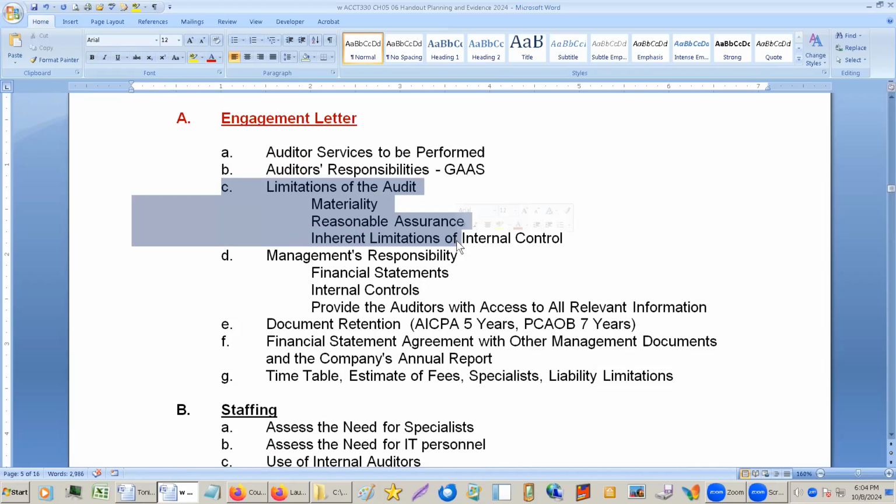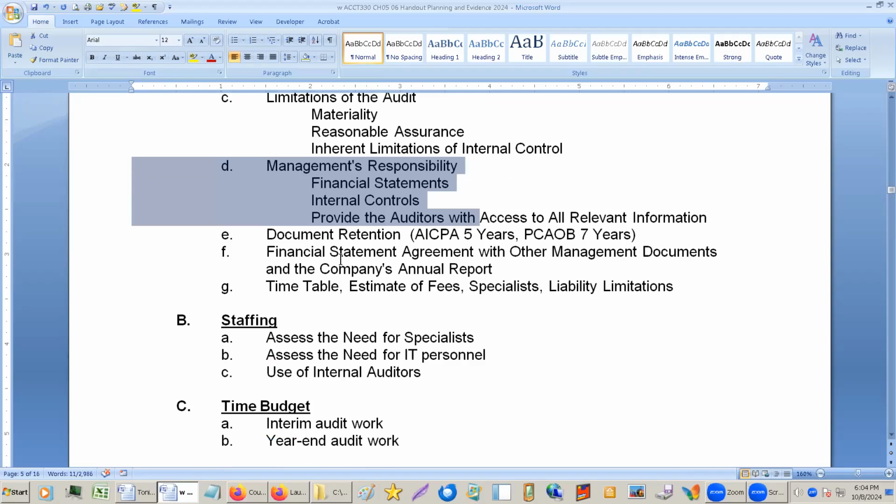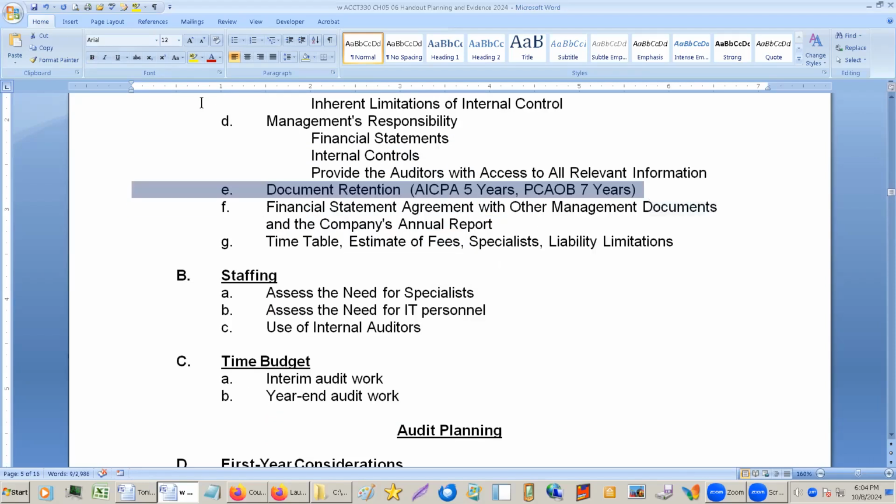limitations, management's responsibility. They have to provide you with all the information you need. Document retention. I don't think we talked about that. Did we talk about document retention? I can't remember.